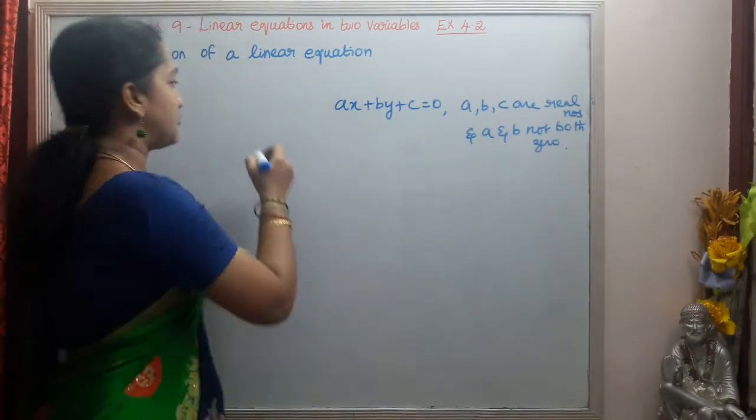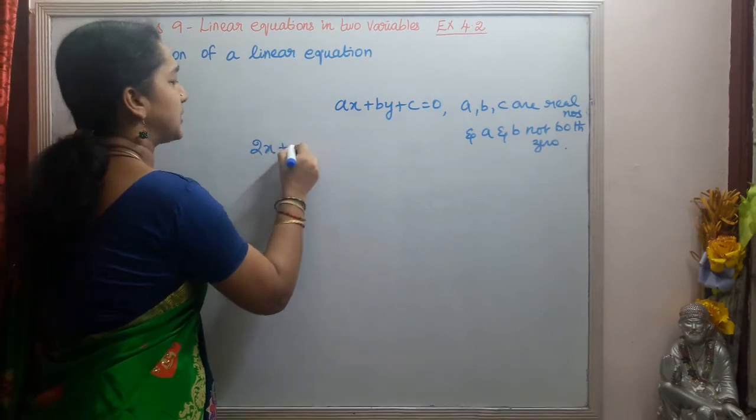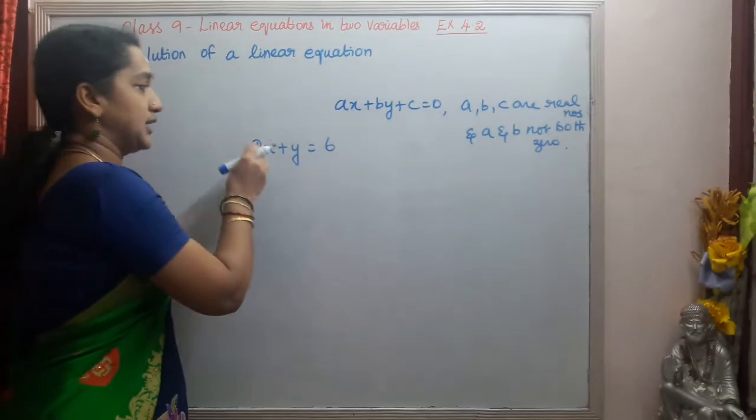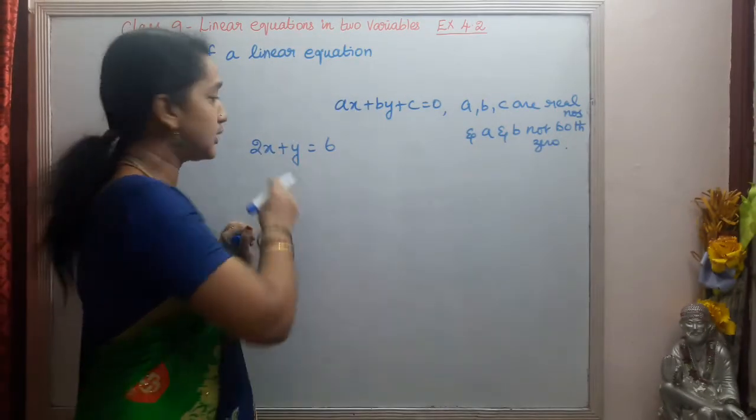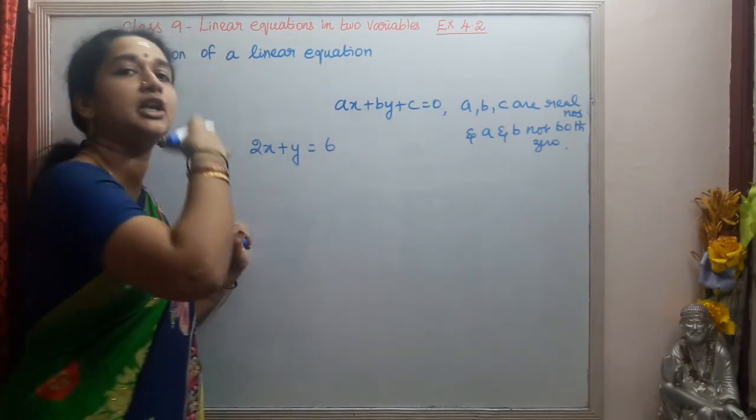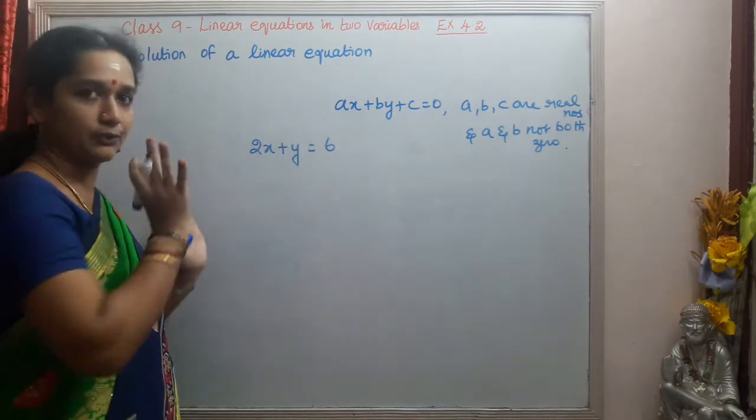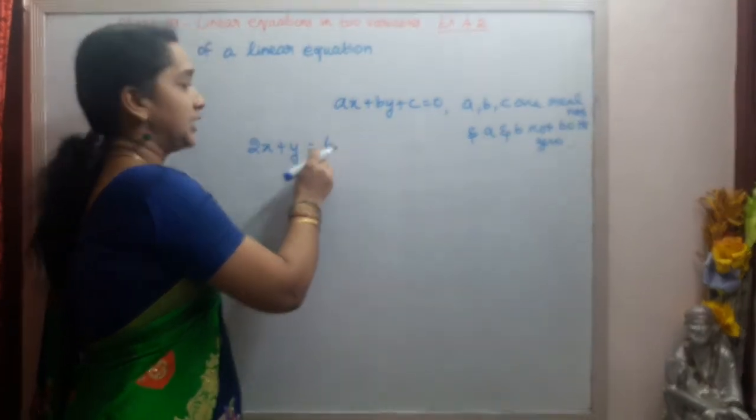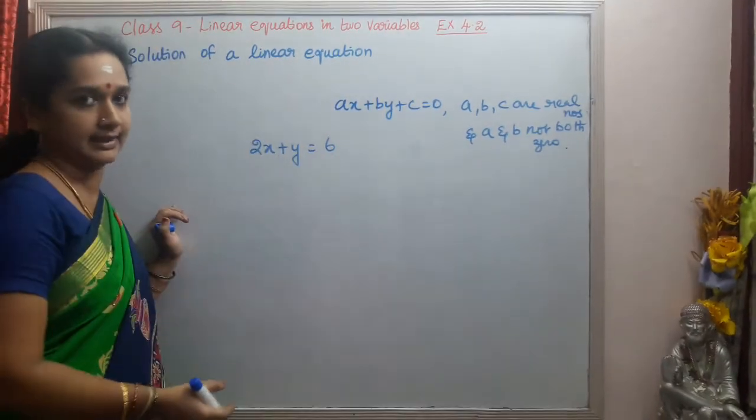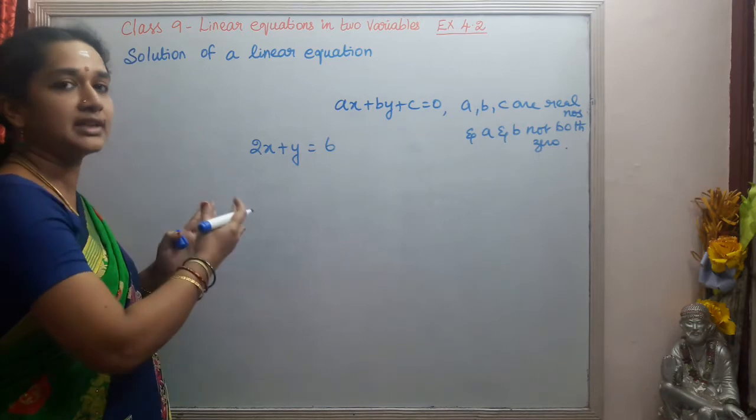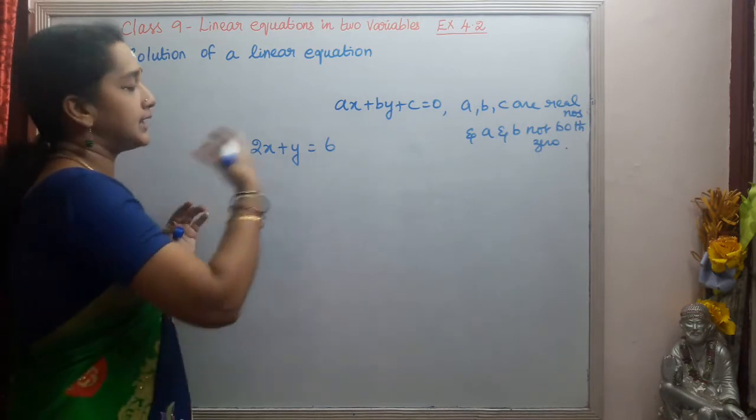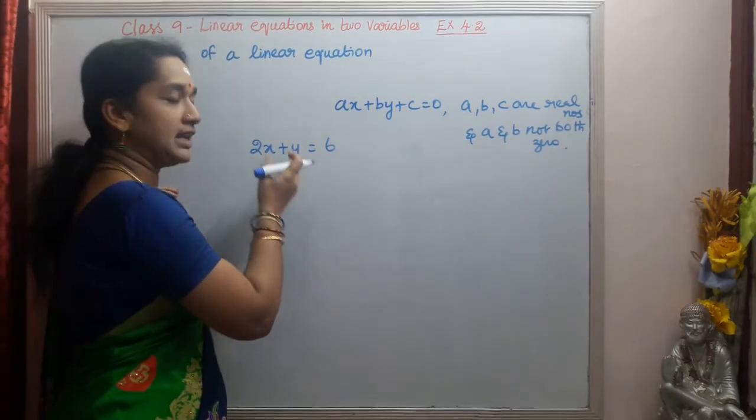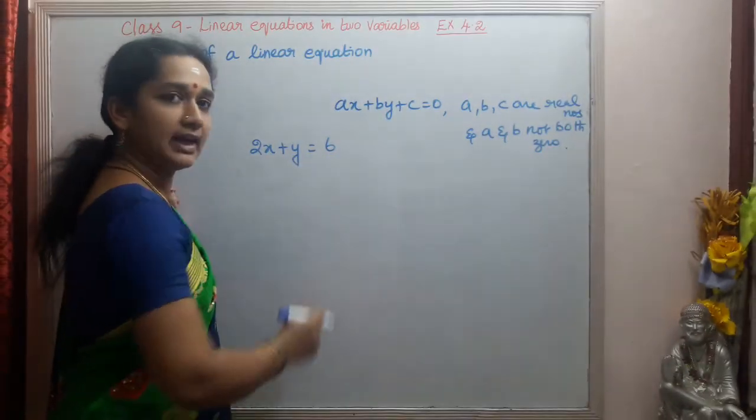For example, if we are taking 2x plus y is equal to 6. Solution means if we substitute x values and y values in the equation, it will be equal to the other side. So if you substitute the values for x and y, it has to be equal to the other side. On one side we have x and y terms, and on the other side a constant. When you substitute values in this, you have to get the other side.